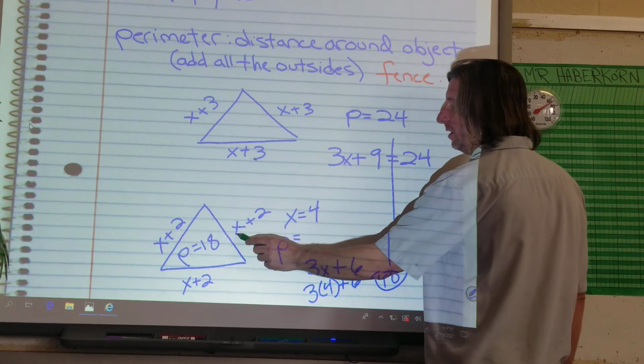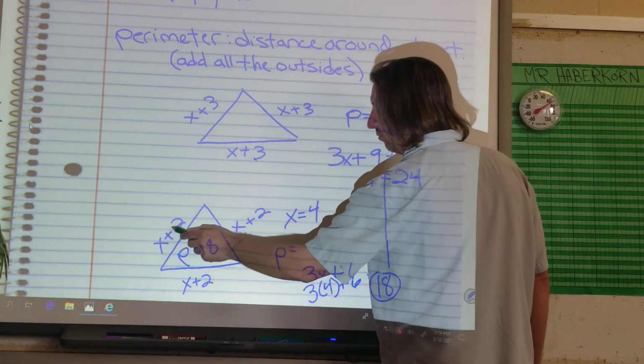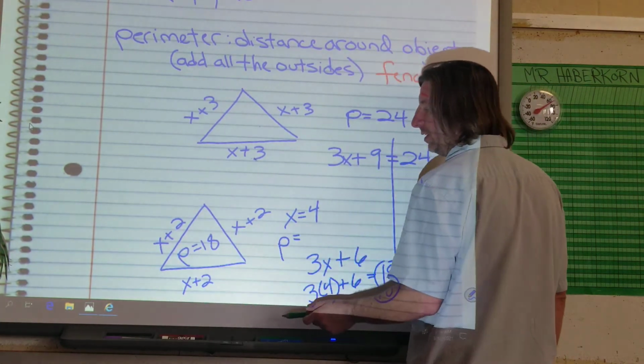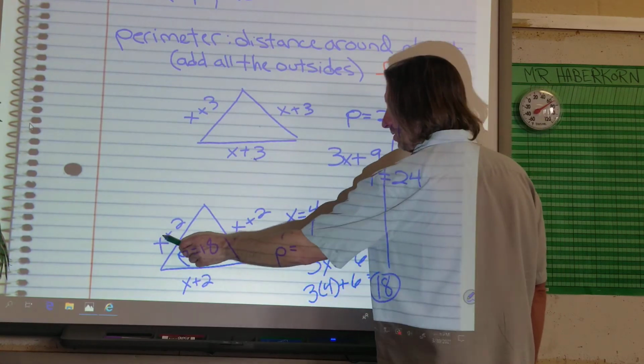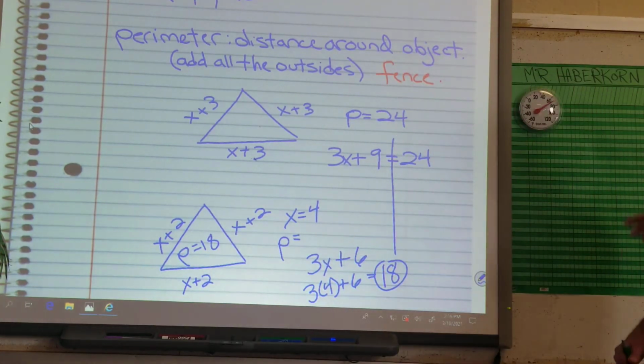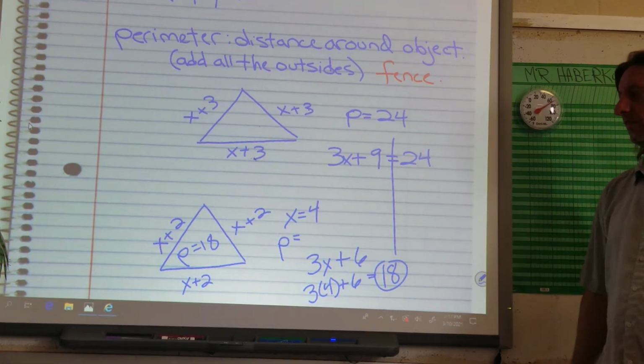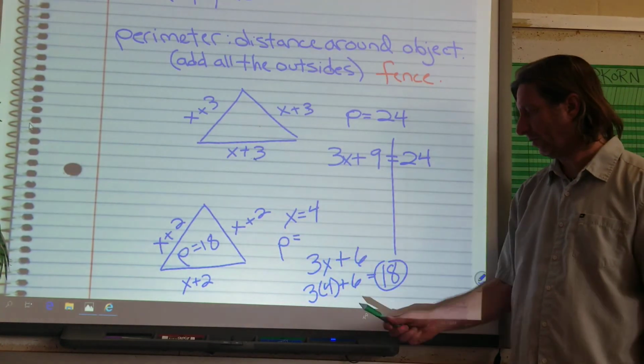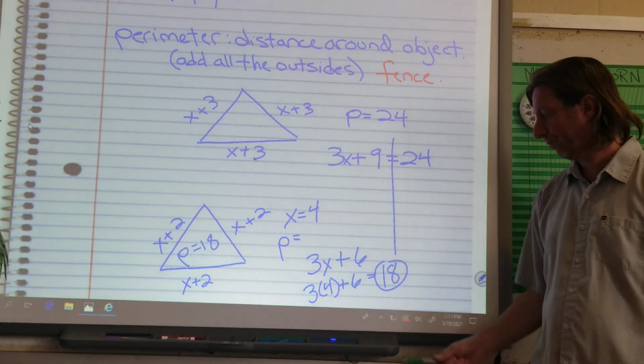Or I could put 4's in here. 4 plus 2 is 6. 4 plus 2 is 6. 4 plus 2 is 6. 6 plus 6 plus 6 is 18. All right, so there's a couple ways to do it. You just got to look at what they're giving you. If they give you the perimeter, that goes at the end. If they give you the x, you have to put it here where the x is, okay?